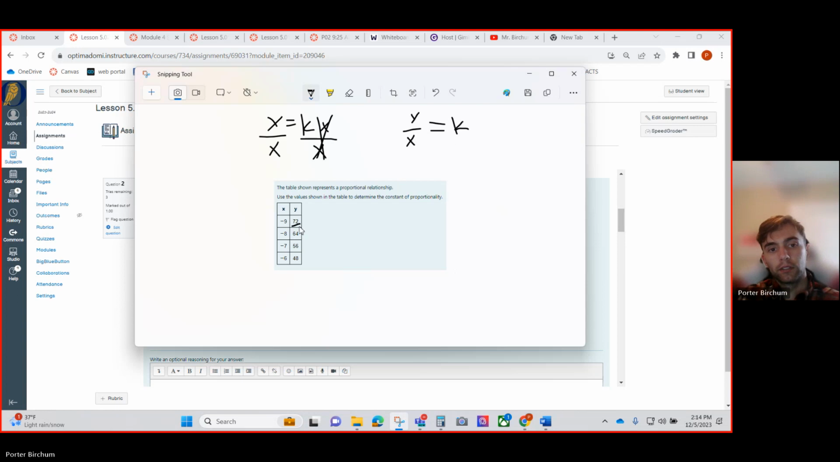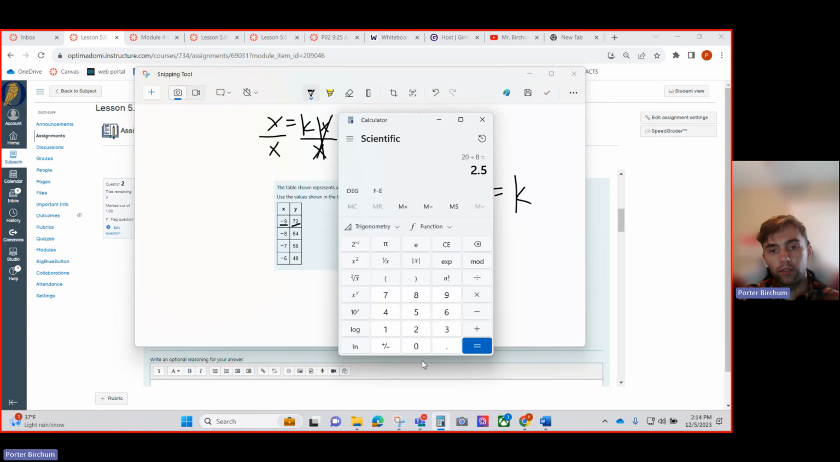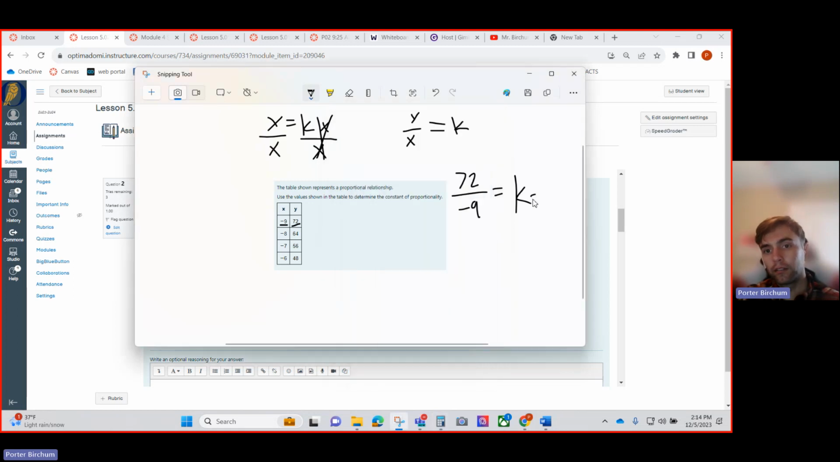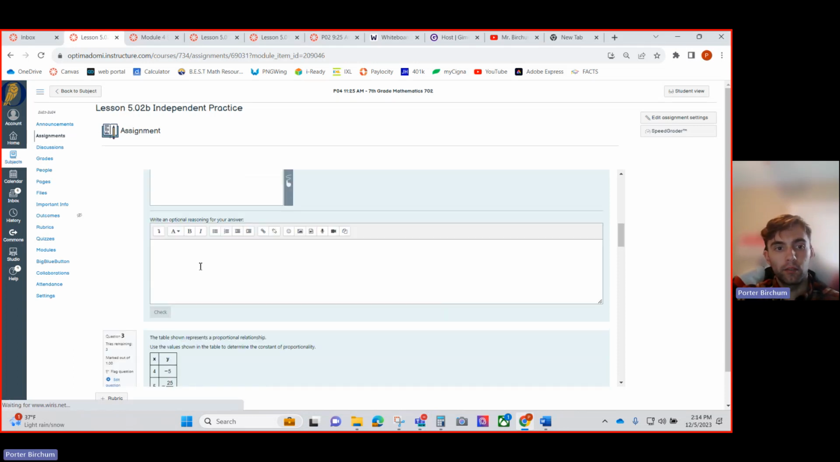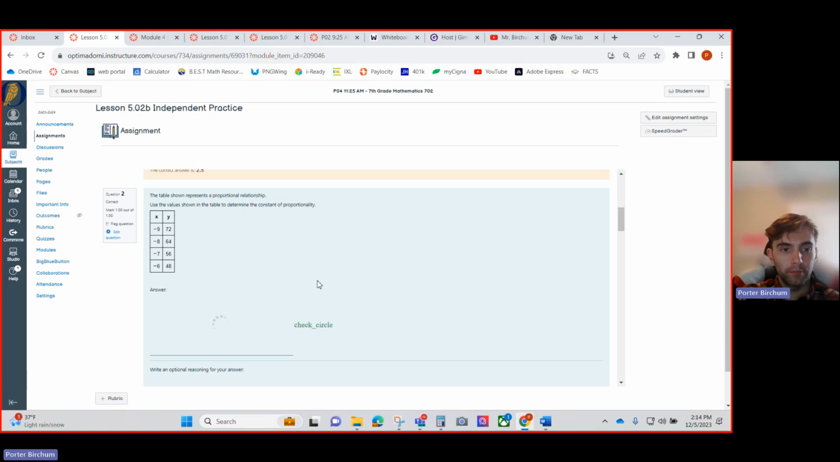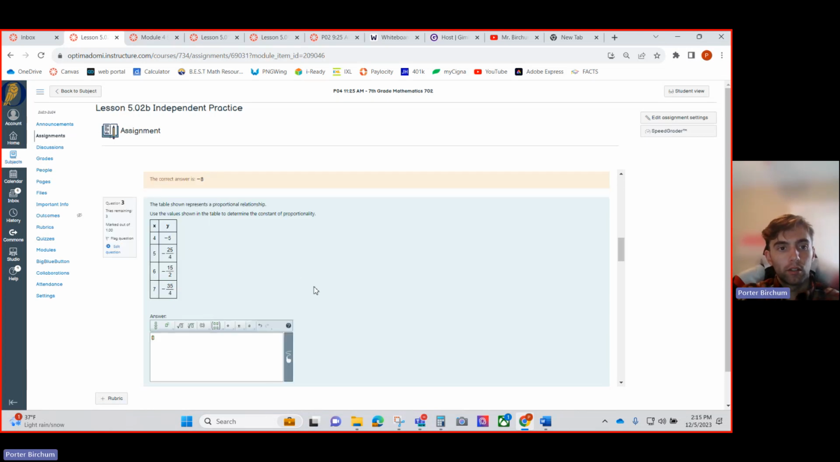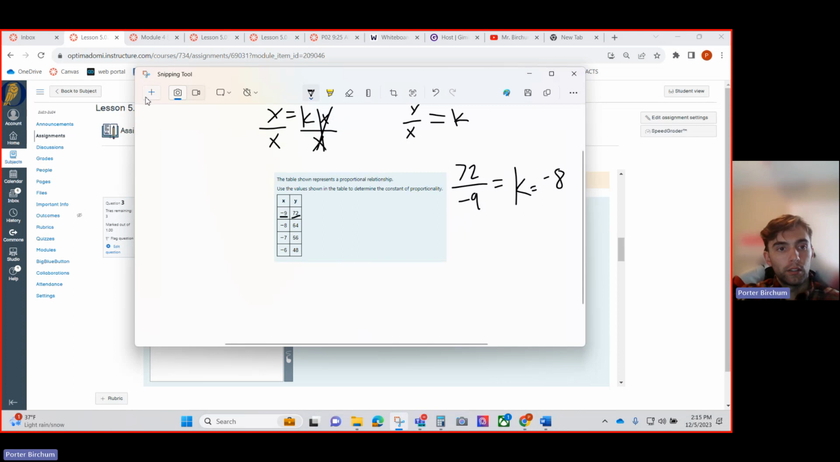y divided by x. 72 divided by negative 9 equals k. What is 72 divided by negative 9? 72 divided by negative 9 is negative 8. Negative 8. Just the number, not equals k in there, just the number. Yay, points.